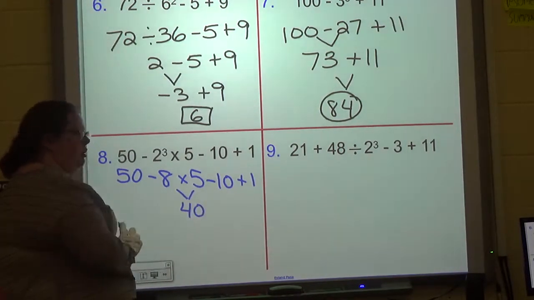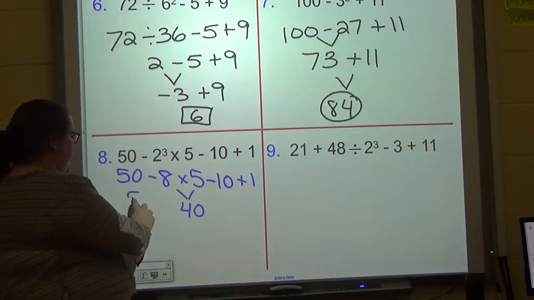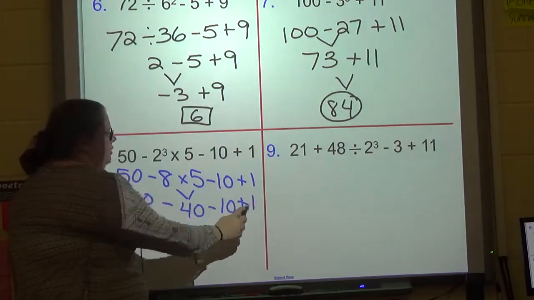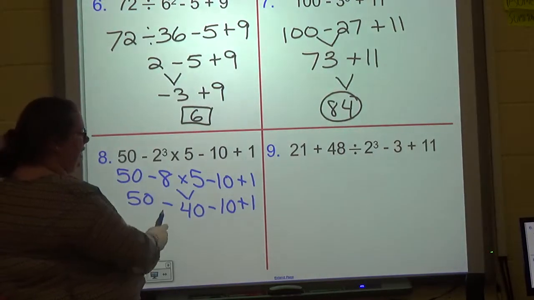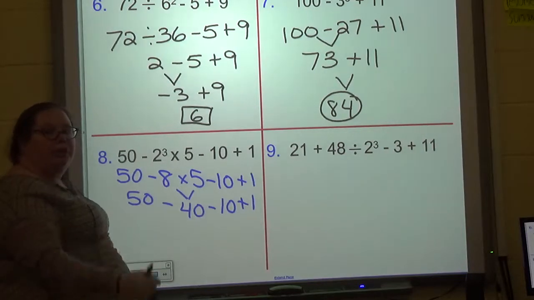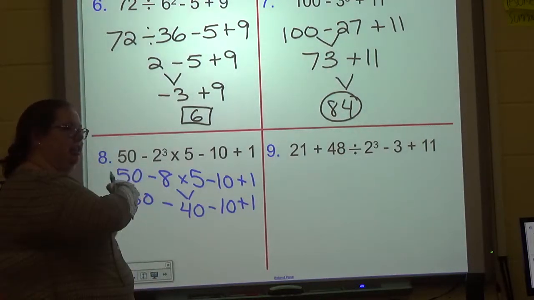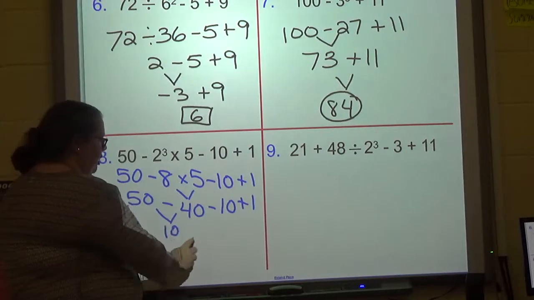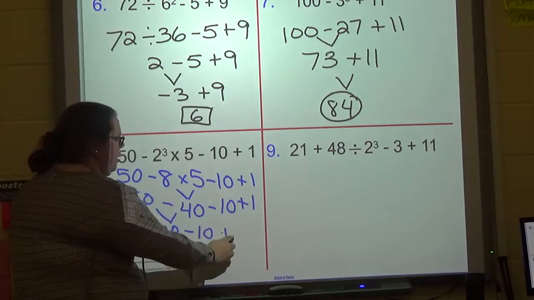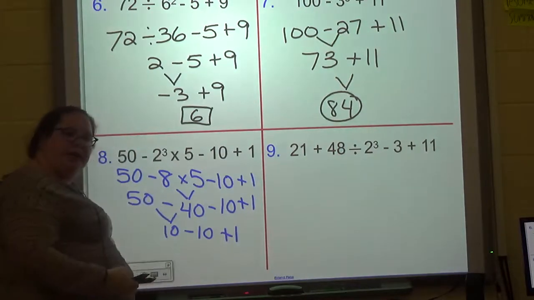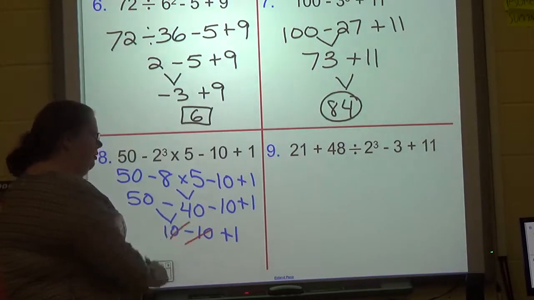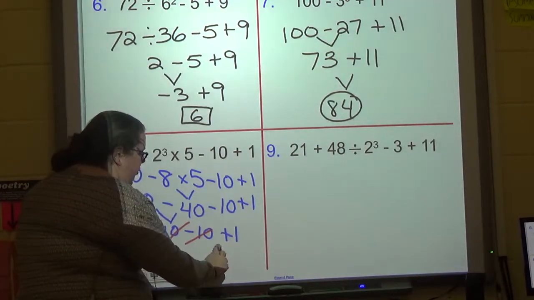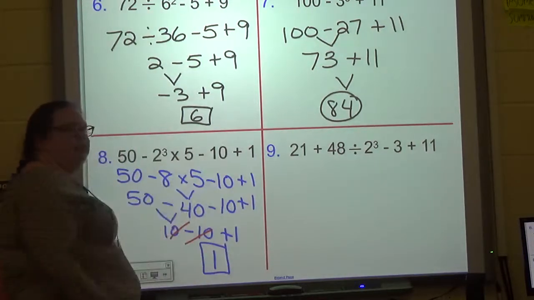8 times 5 is 40. Bring everything else down. 50 minus 10 plus 1. Now, all I see is subtraction and addition. What's our rule for addition and subtraction? Left to right. So left to right, that's 10. Bring the others down. Minus 10 plus 1. Oh, this is kind of nice. We have 10 minus 10. Did not do that on purpose. 10 minus 10 is 0, cancels itself out. So we are left with 1. All that craziness, and we get the answer 1.